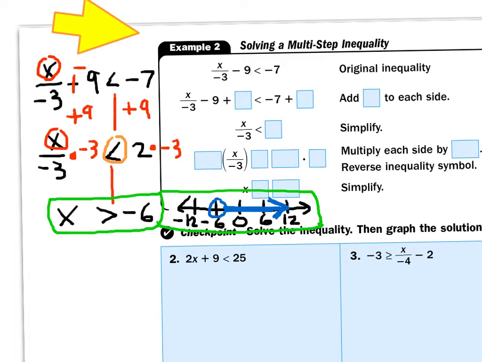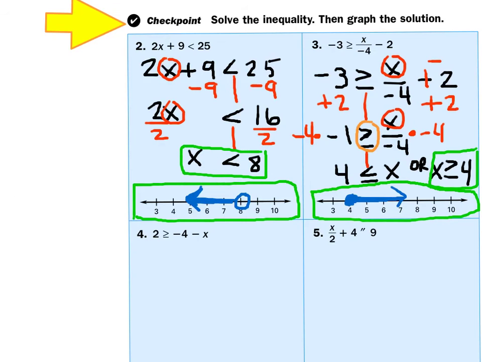So to graph it, remember, I draw my number line. I put 5 tick marks. I put 0 in the middle. I'm going to count by 6, so positive 6, positive 12 on the right, negative 6, negative 12 on the left. Since it is greater than, I'm going to put an open dot at negative 6, and I'm going to shade everything to the right, everything larger.